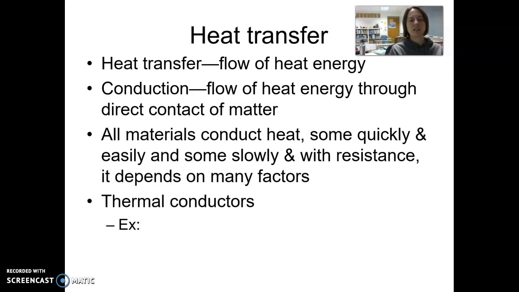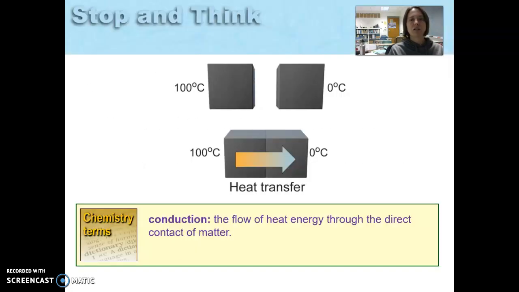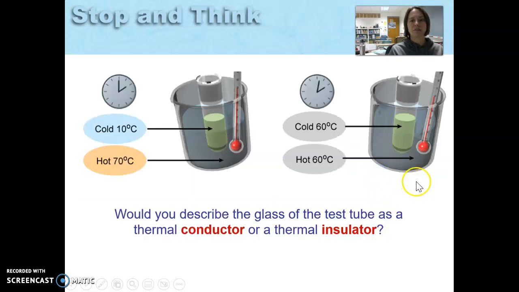So I want you to come up with an example of a thermal conductor, something that conducts heat easily, and then something that is bad at conducting heat. It's so bad that it is considered an insulator. I want you to come up with another example of that. Okay, so let's look at this. If I have a chunk of metal, let's say, at 100 degrees Celsius, and I put it right next to a chunk of metal at 0 degrees Celsius, the heat is going to transfer from the hotter one to the cooler one through direct contact.